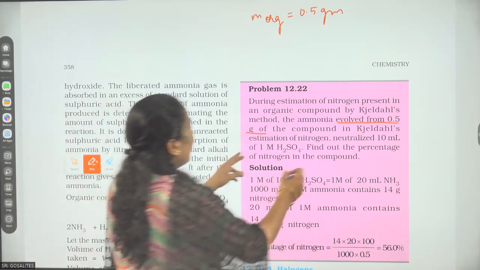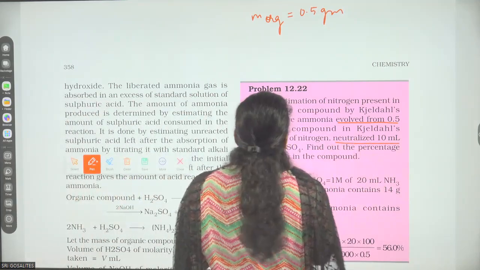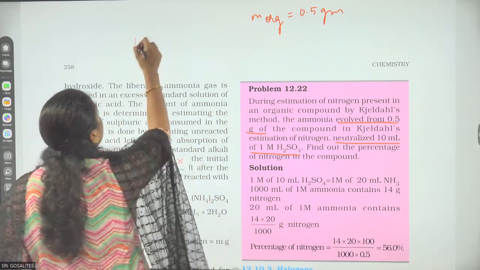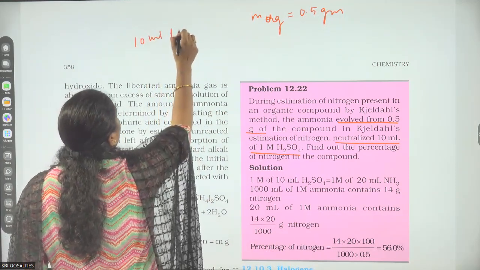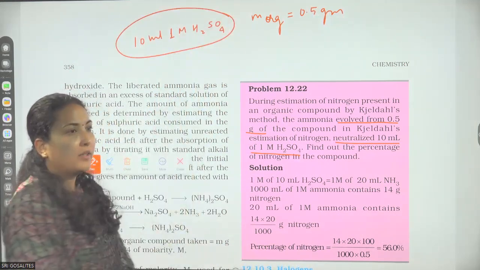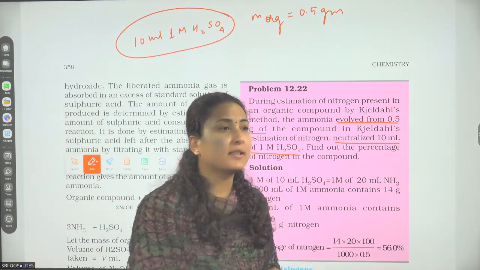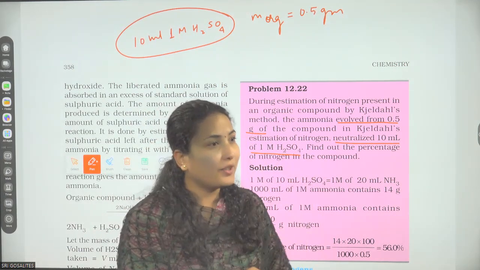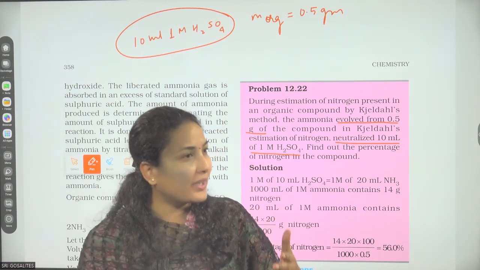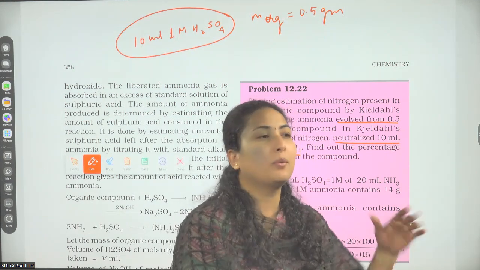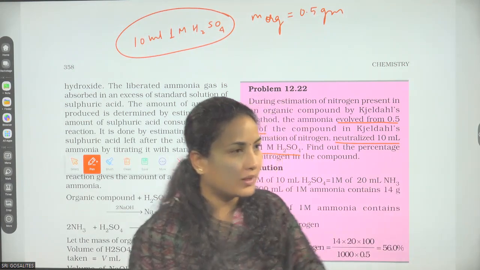Now the thing is, whatever ammonia evolved was able to neutralize 10 ml of 1 molar H2SO4. It neutralized this entirely, right? Now they're asking what is the percentage of nitrogen in the compound. Again, the examiner is kind enough here, because they have directly given you how much H2SO4 was completely neutralized. They are not giving you how much excess was left out.